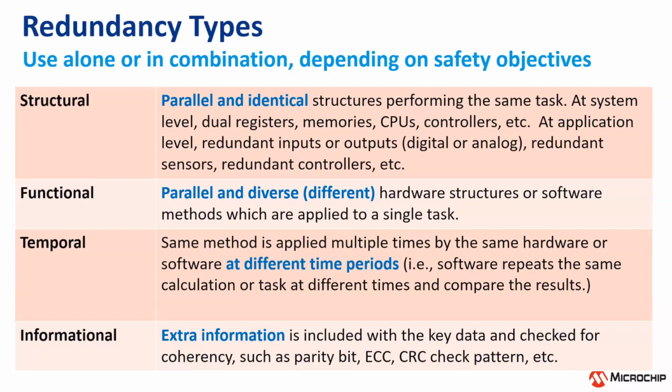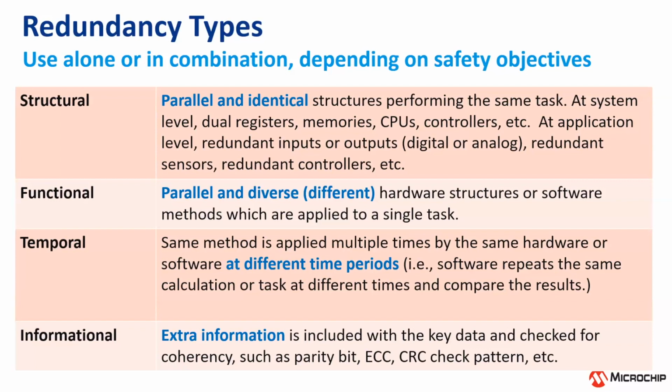So if we have two different microcontrollers running on the same task, that would prevent something like a software bug from causing failures in both at the same time. Temporal redundancy is a powerful one as well. This is where we do the same thing with the same hardware, but we do it at different times.